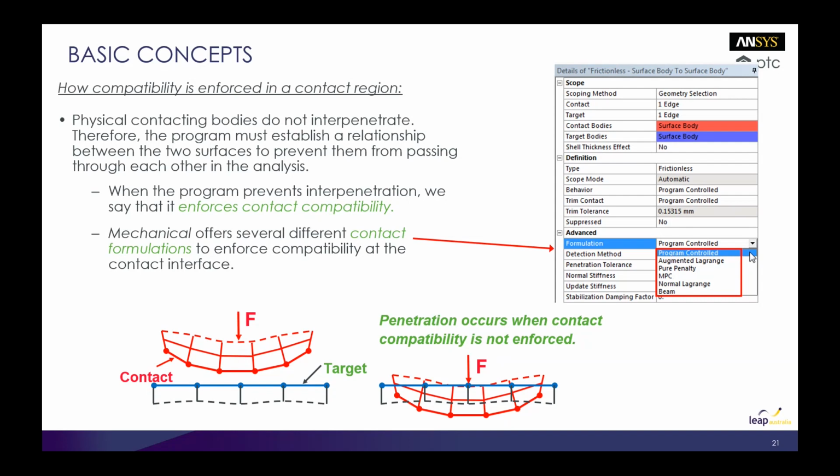Okay, so you can see here we're applying a force. One side is the contact, one side is the target, so the contact shouldn't be able to pass through the target. These red and blue elements are basically a skin overlaying your solids. So that's mathematically how we get the parts to interact with one another.